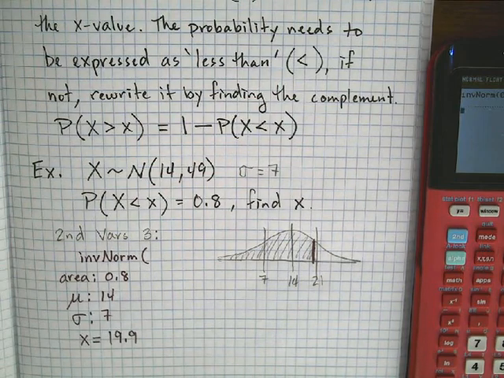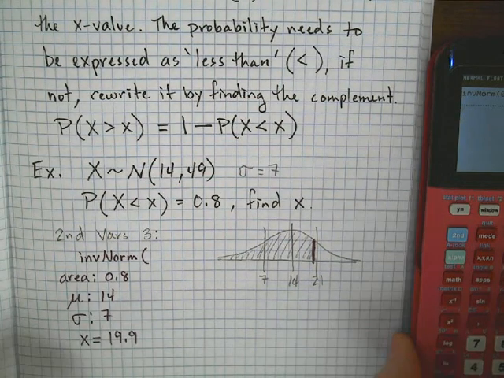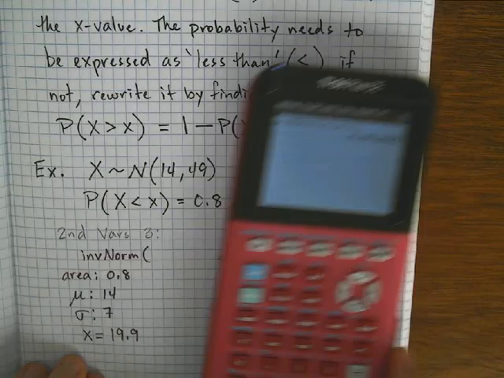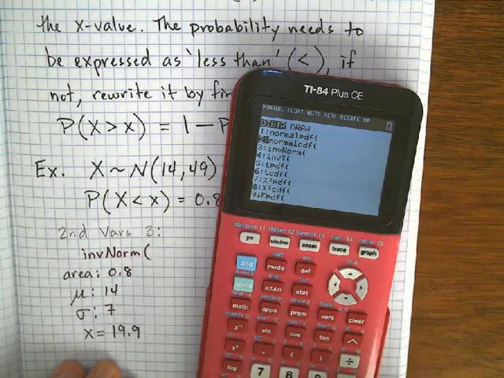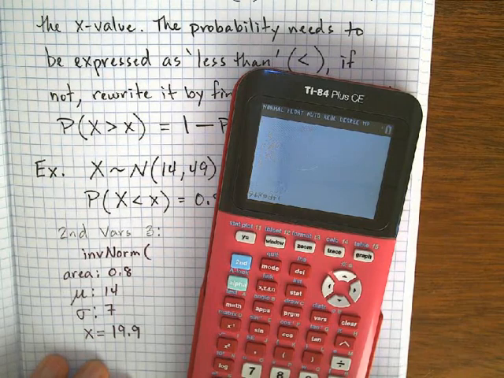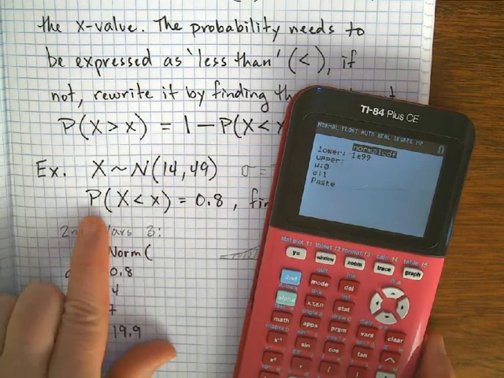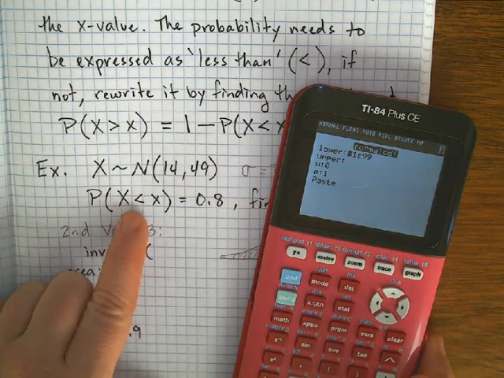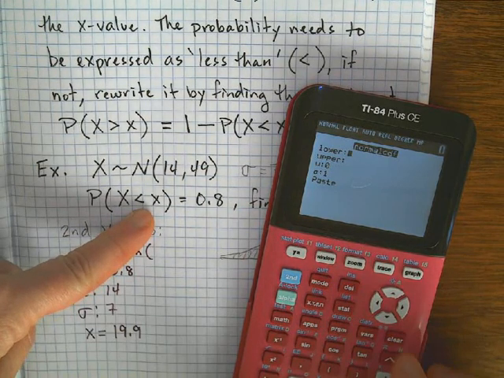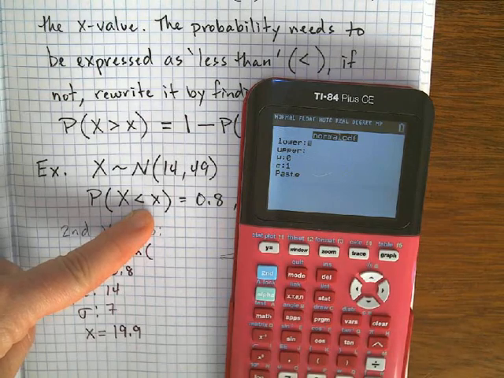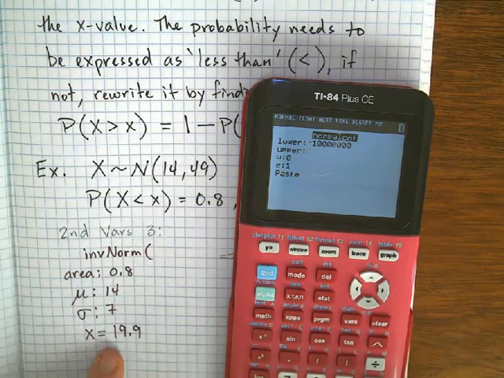Alrighty, so we could double check it. We can now run it through normalcdf. We could check it by going second vars and going to normal distribution. I want the probability that something is less than 19.9. So my lower is going to be negative a million, and my upper is 19.9 because I wanted everything to be less than 19.9.